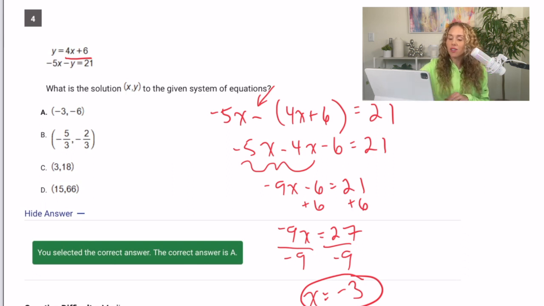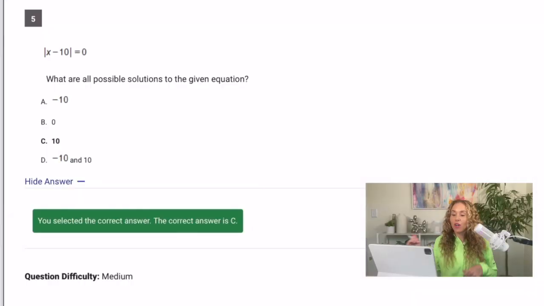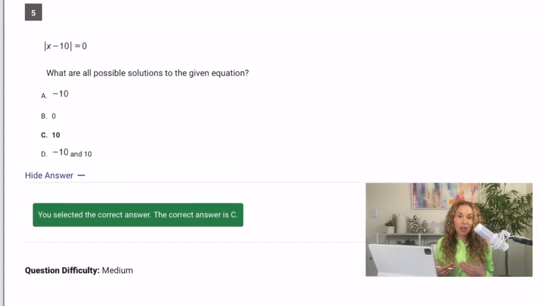Fortunately, there's only one answer that has an x of -3, so we know it's A, and we can move on. All right, question 5. They threw in another curveball or a wrinkle.